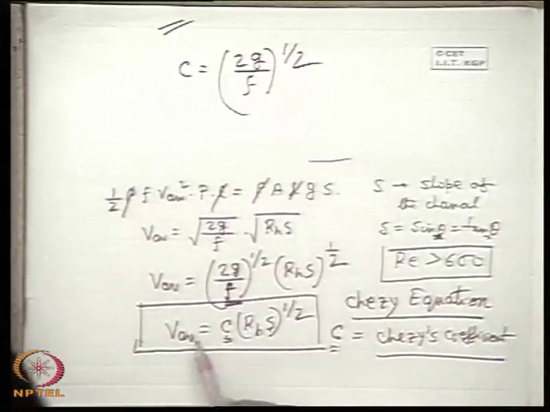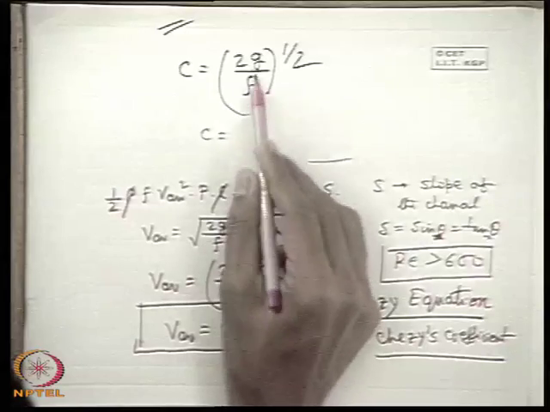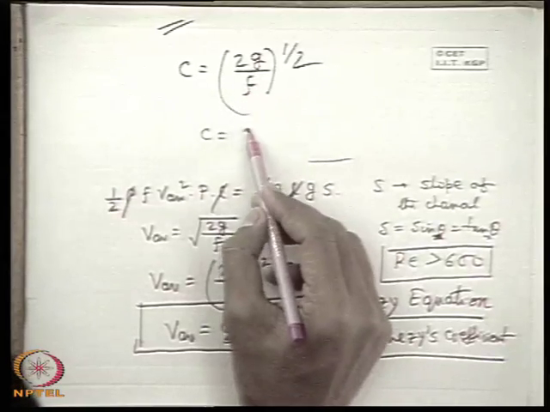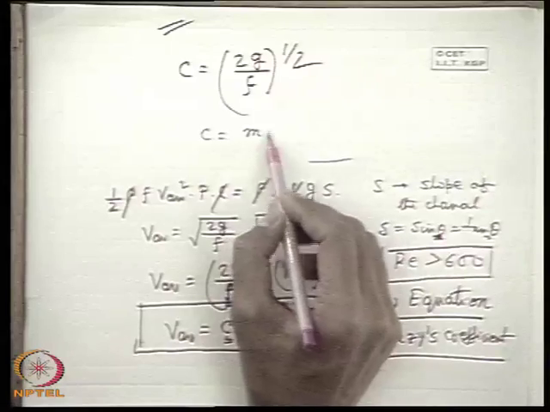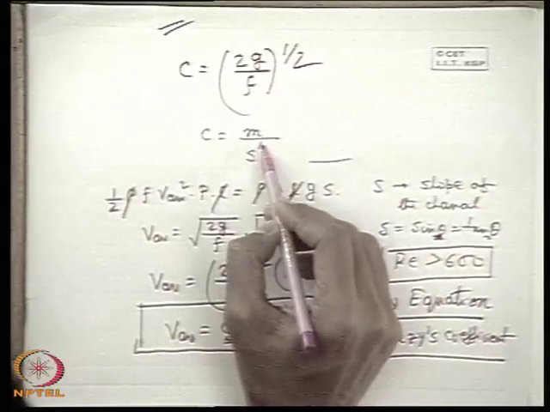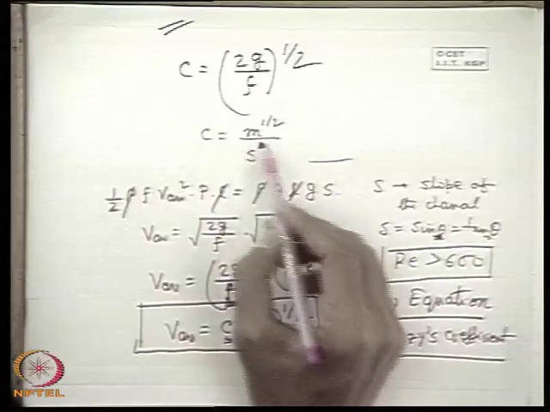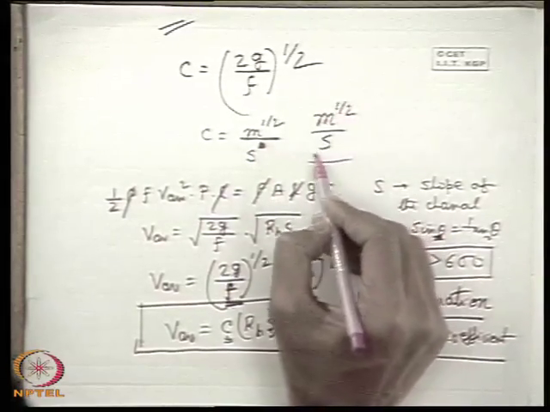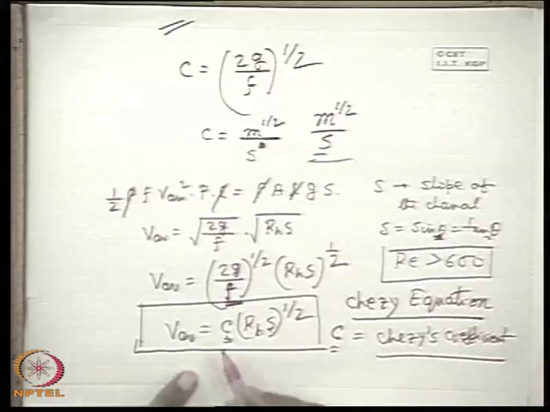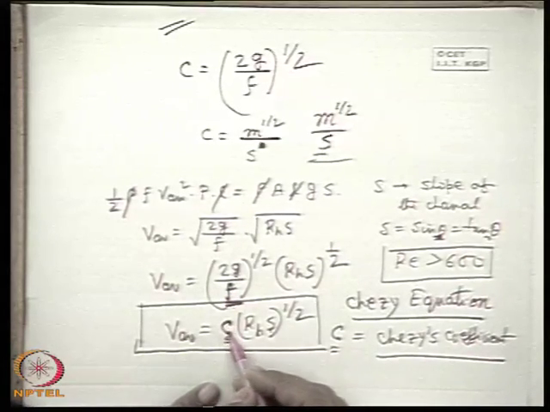Now in this equation, one thing: the unit of Chezy's coefficient. You see f is dimensionless, so it is g to the power half, that means meter to the power half divided by second. That is the unit of C. Now we should know what are the factors on which C depends.